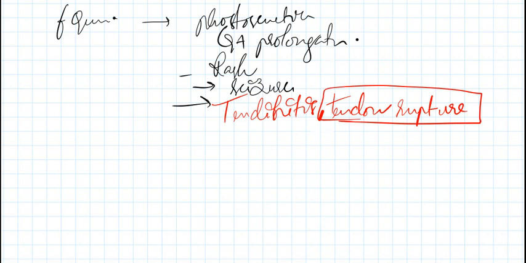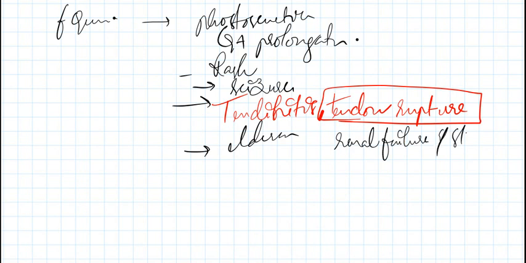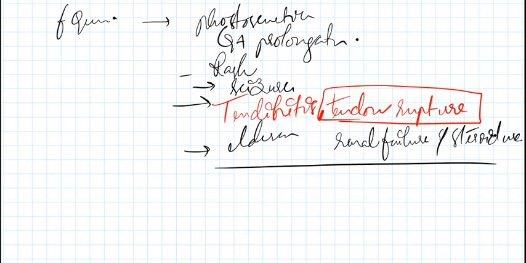Now the fluoroquinolone risk is mostly seen in elderly people who have renal failure and a history of steroid use. In elderly people with renal failure as well as a history of steroid use, fluoroquinolones are very dangerous.